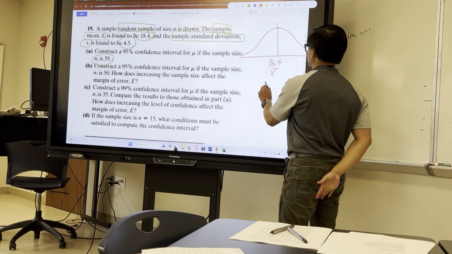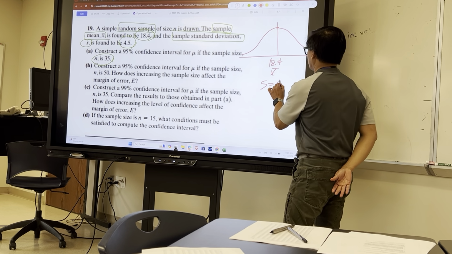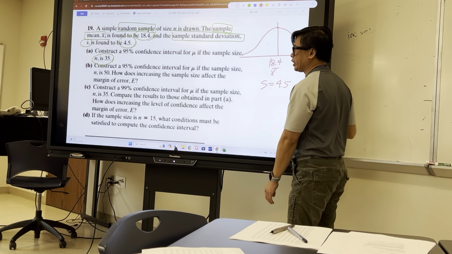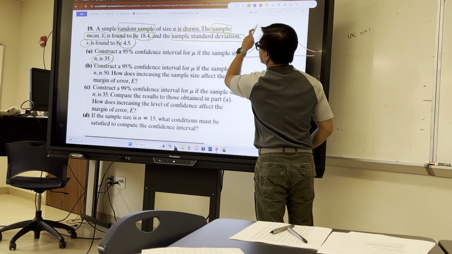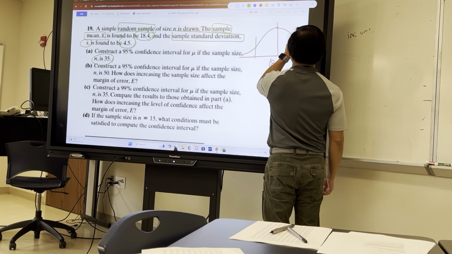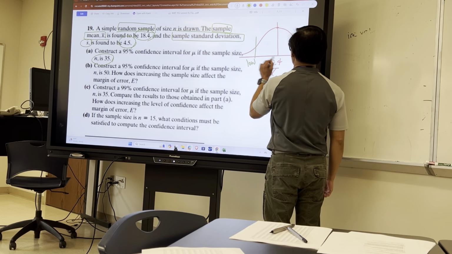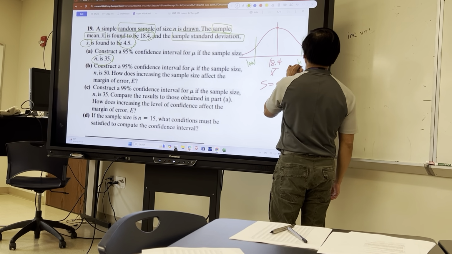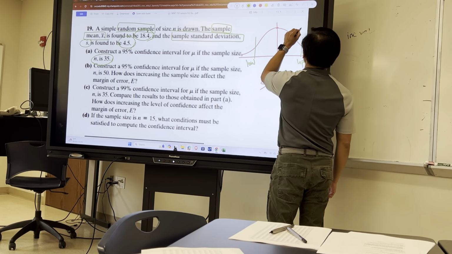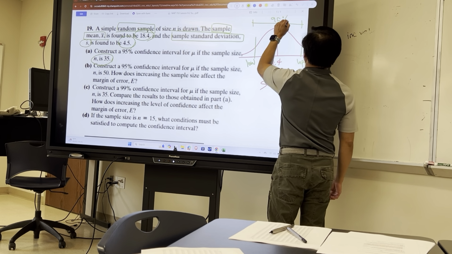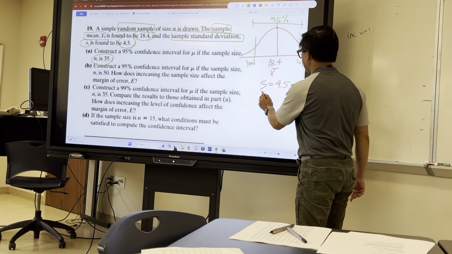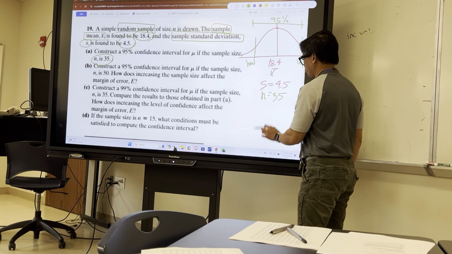Anyway, going back, so this is 18.4 as our X bar, and our sample standard deviation S is equal to 4.5. And again, we can assume a normal distribution for this, right? So we need to find this confidence interval. What's the lower limit and the upper limit for a 95% confidence interval, right? And again, with n being equal to 35.